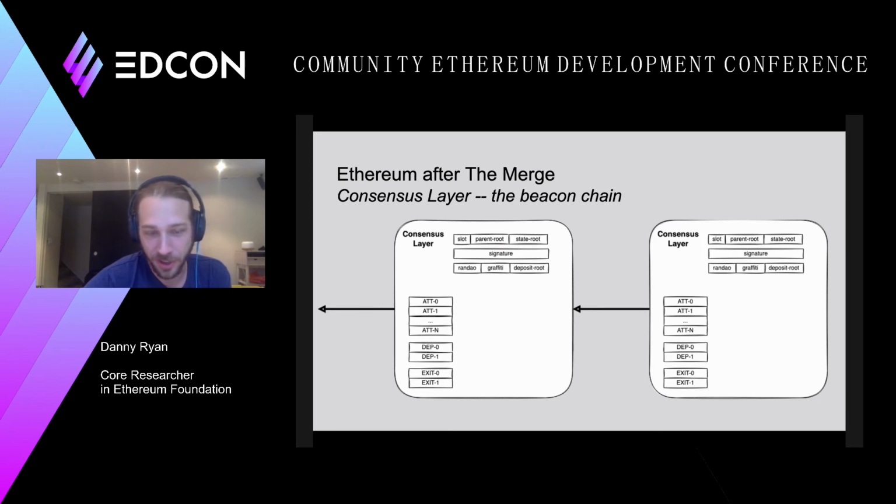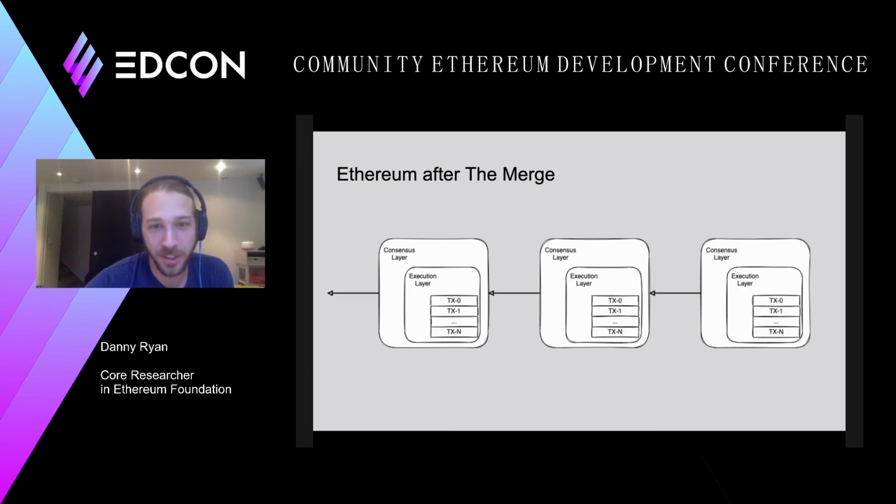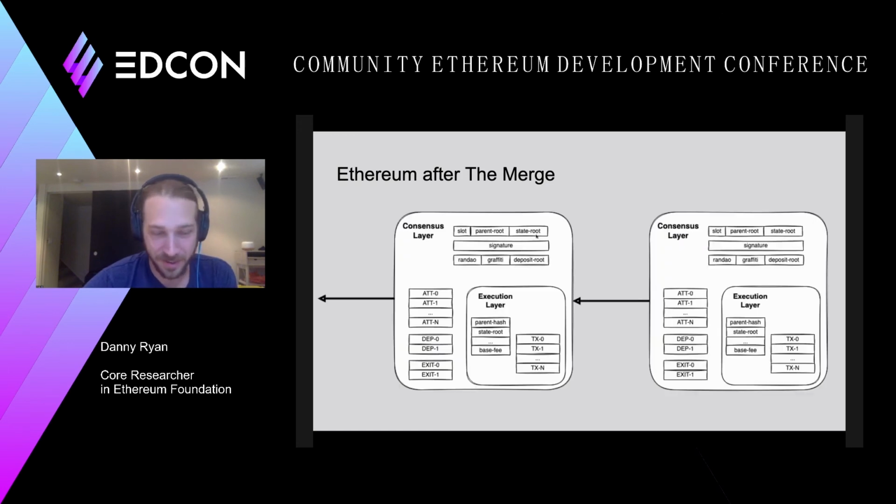And so again, what does it look like after the merge? It's just a chain. That's what it's going to feel like to end users. We can drill in. It's that consensus layer filling in that gap. Remember that gap here? And here we are, consensus, the execution layer.